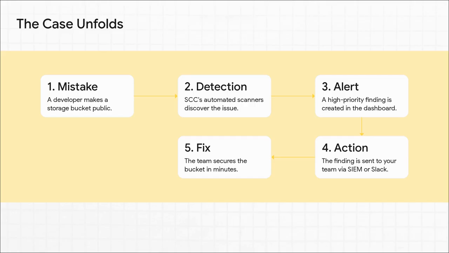But it gets better. Step 4. That finding is automatically sent to your team right where they work, whether that's a security monitoring tool, a Slack channel, or just an email. And finally, step 5. The engineer gets the alert, clicks a link that takes them directly to the problem, and they fix it. A potential data breach that could have been catastrophic is solved in minutes, not months. Now that is effective security.